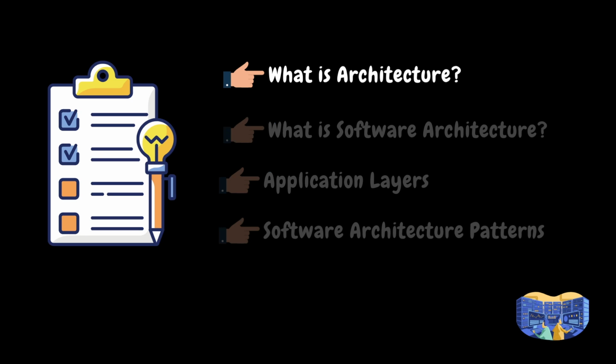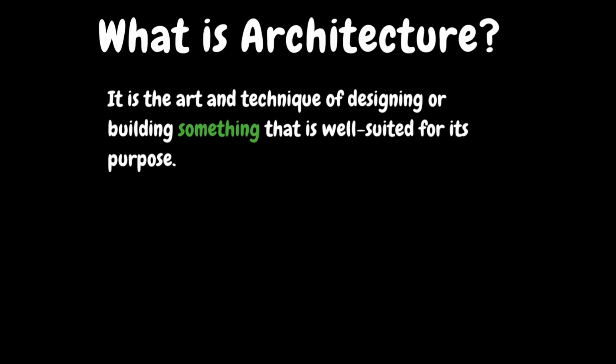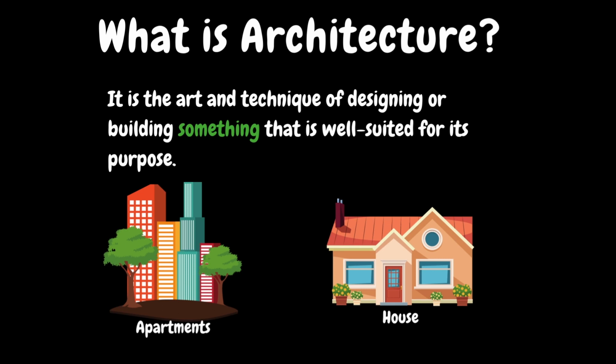So what is architecture? Basically, it is the art and technique of designing or building something that is well suited for its purpose. The person who is designing the architecture is called an architect. So it could be designing an apartment building or an individual house. Here, the purpose of designing an apartment building is to provide accommodation to a lot of people. Similarly, the purpose of designing an individual home is for a family to live in. In both cases, the architect will understand the requirements and design it accordingly. Some people also refer to architecture as a blueprint of the building, as it shows the overall structure of the building and different components of the building.